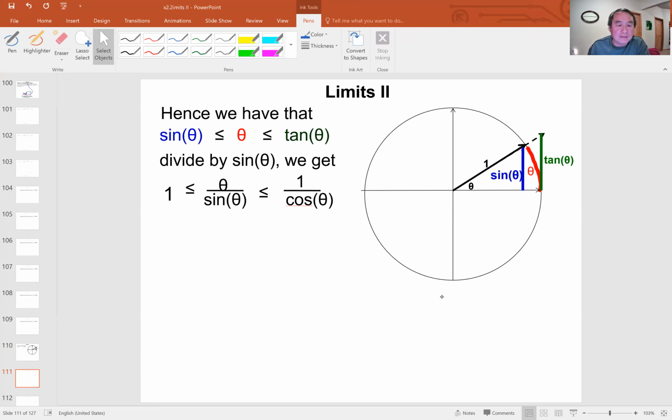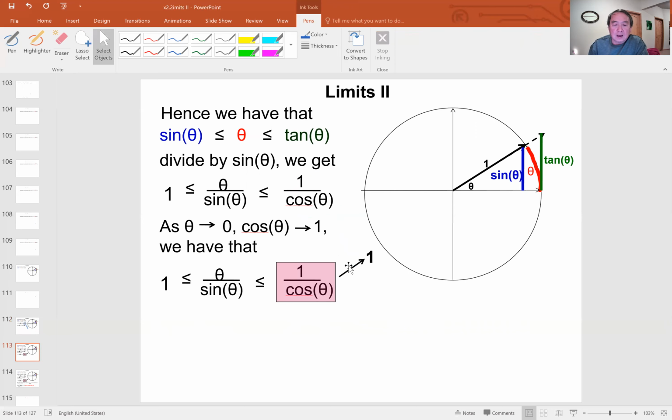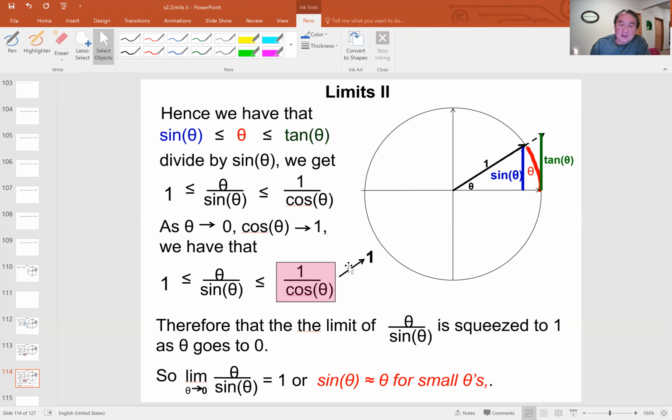Now we're going to divide everything by sine theta. Then we have 1 less than theta divided by sine theta, less than tangent divided by sine theta, which is 1 over cosine theta. Now as theta goes to 0, cosine on the right hand side goes to 1. So this side is going to 1, and that's it. So the limit of sine theta over theta goes to 1.